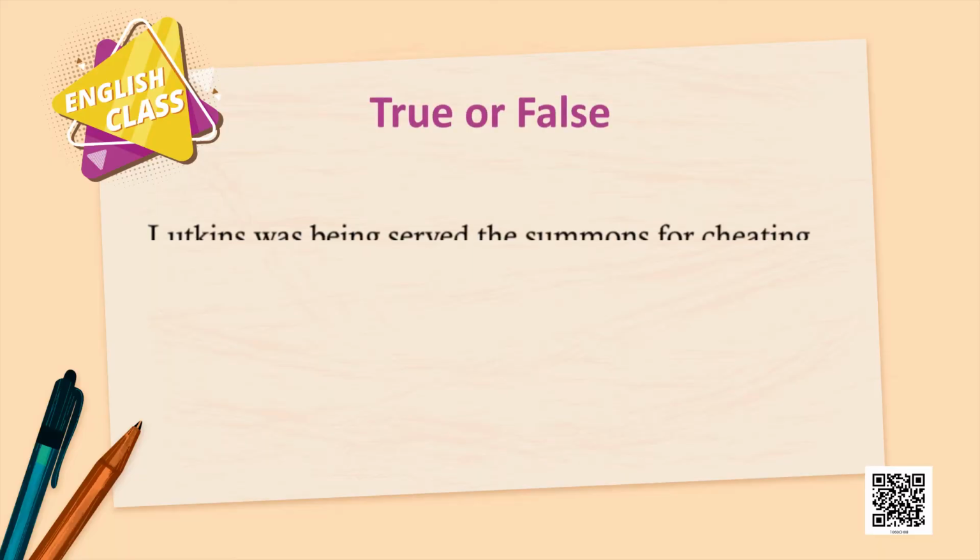No. See, this is the twist. It is true that he went to New Mullions in a train, but he travelled only 40 miles. You have to pay attention to all the details. Now, let us move on to the second one. Lutkins was being served summons for cheating. Is this true, Suhani? Wrong. He was being served summons to appear as a key witness. Let's be very careful with the details.